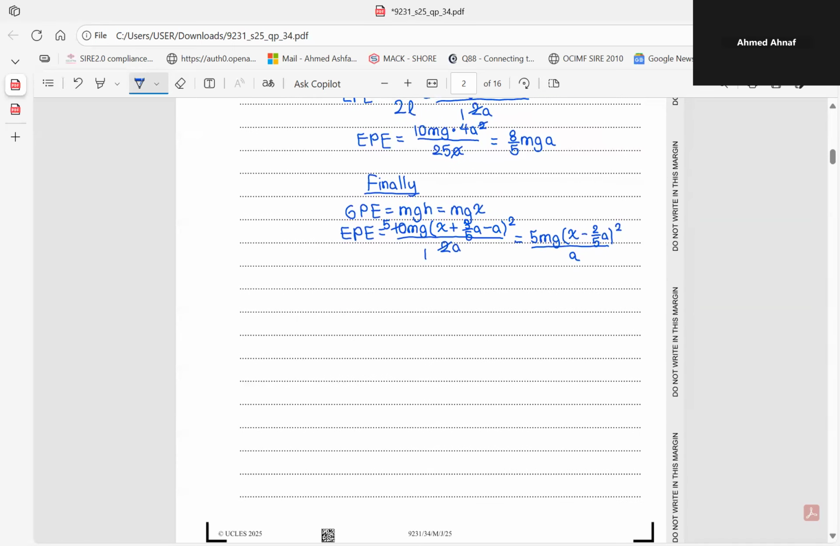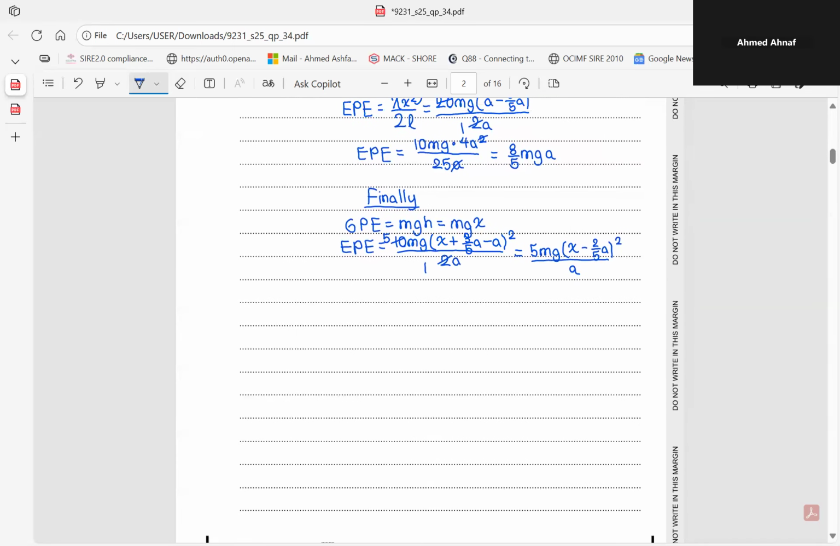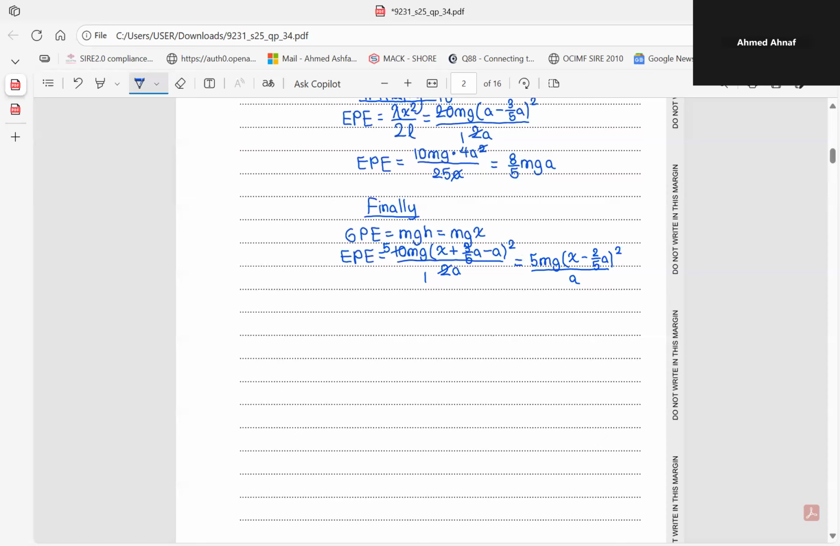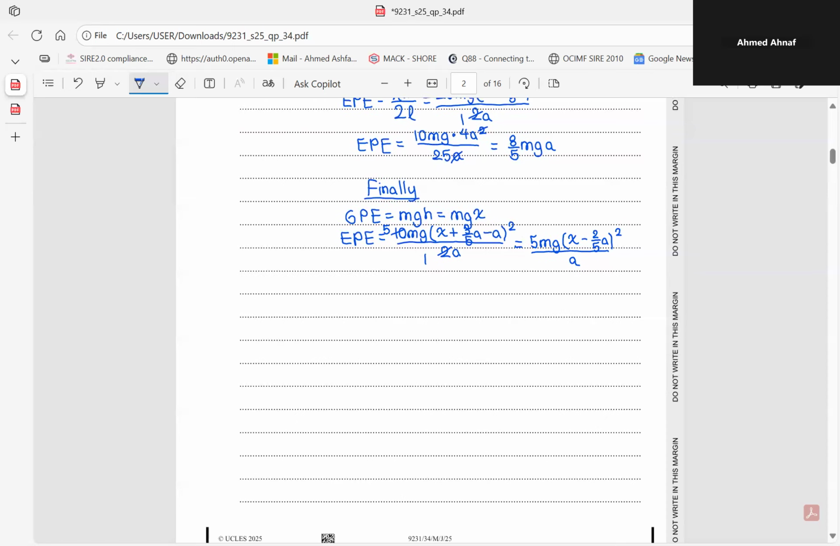Now we're going to use our conservation of energy and equate the total initial energy to the total final energy. So that would be 5 mg times x minus 2 over 5a, whole thing squared over a, plus mgx equals 8 over 5 mga.